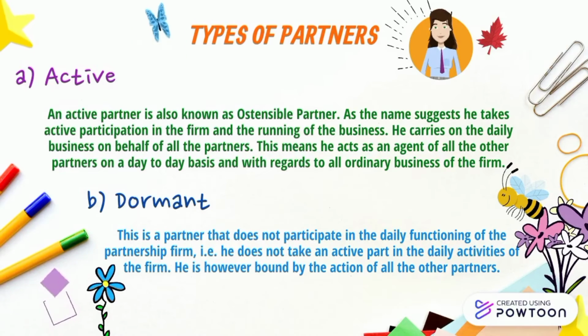The second is the dormant partner. This is a partner that does not participate in the daily functioning of the partnership firm. For example, he does not take an active part in the daily activities of the firm. He is, however, bound by the actions of all the other partners.